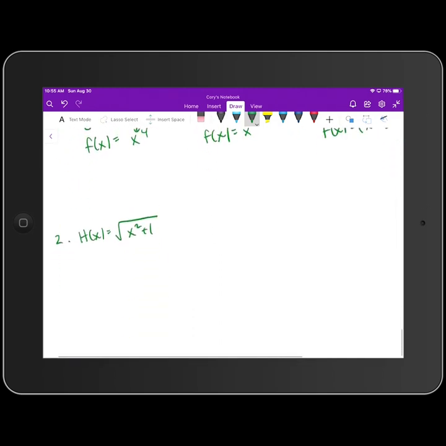Let's do the same thing with number 2. With number 2, we're given the function h of x is equal to the square root of x squared plus 1.